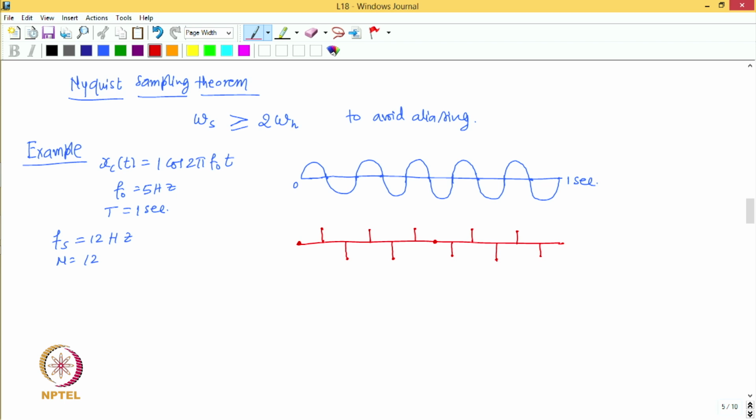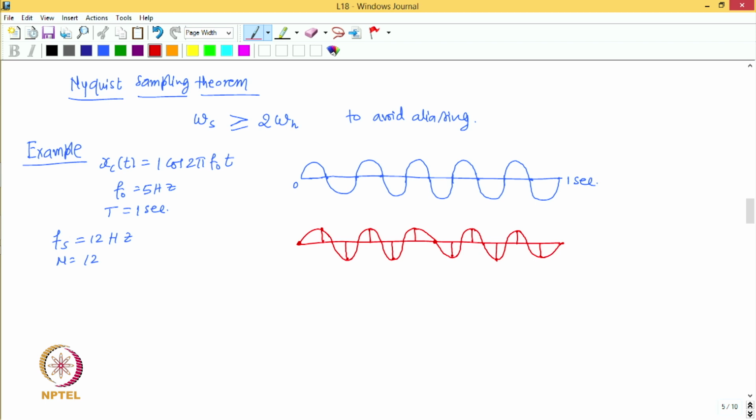Let us now try to reconstruct the signal using these samples. We can do that by joining these samples by a smooth curve, like this. And then the first sample of the next cycle would be here. So, if we connect that, then we get this signal.